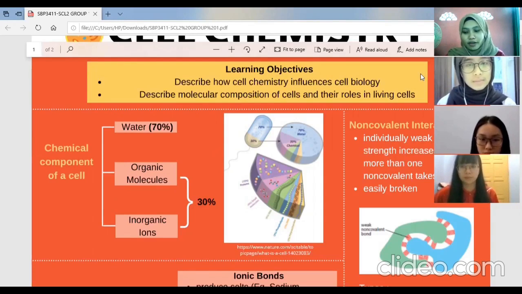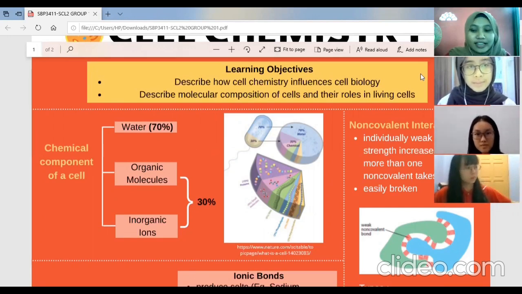We'll be presenting about cell chemistry. We actually prepared a mind map for this topic as it is an effective way to have a better understanding and deliver the LO. So I will start now.